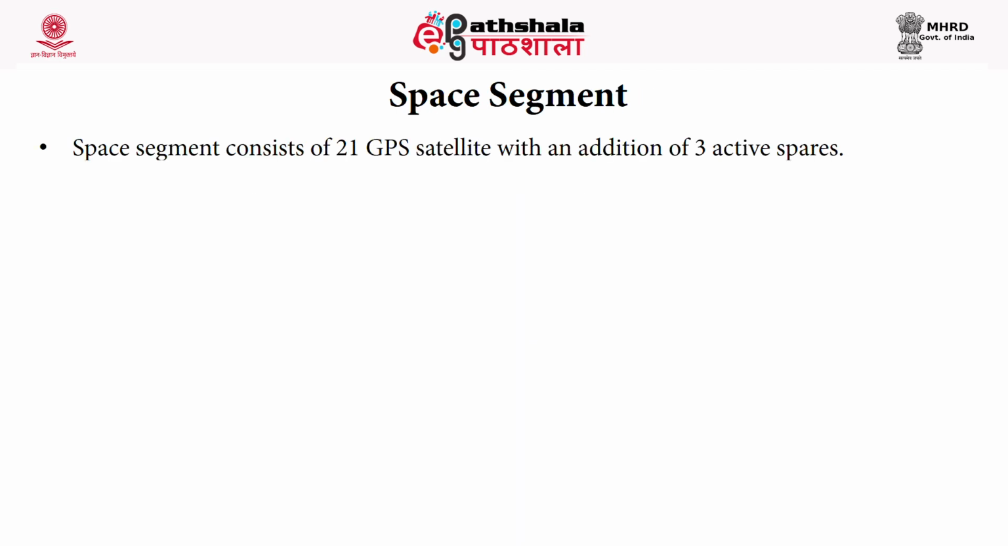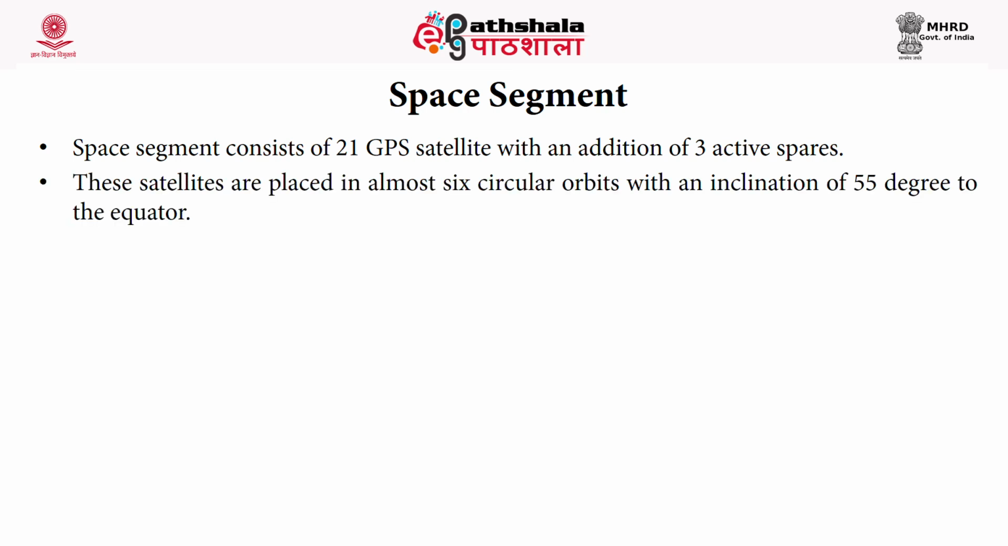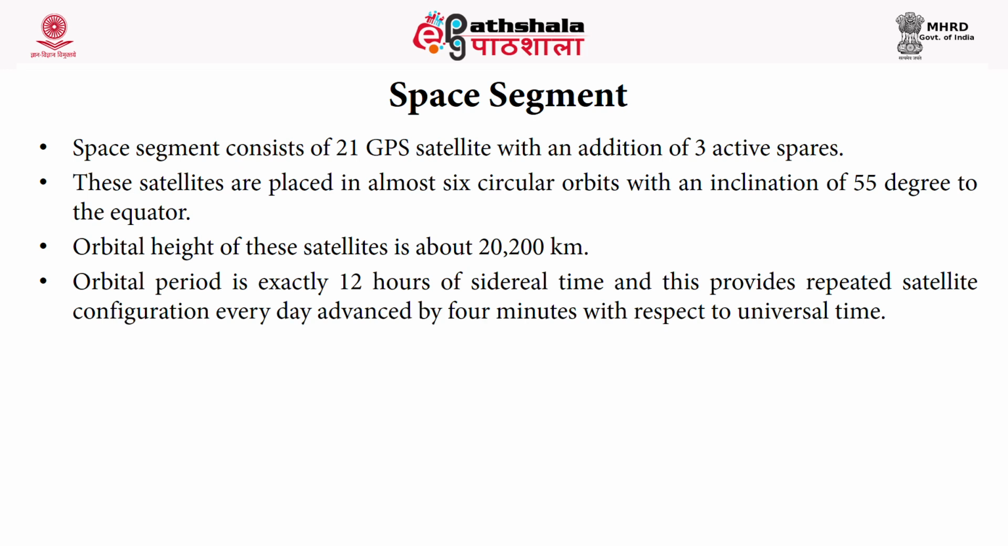The first one is the space segment, that consists of 21 GPS satellites with an addition of 3 active spares. These satellites are placed in 6 almost circular orbits with an inclination of 55 degrees to the equator, and the orbital height of these satellites is about 20,200 kilometers. The orbital period of these satellites is exactly 12 hours of sidereal time, and it provides us a repeated satellite configuration, that is every day advanced by 4 minutes with respect to universal time.